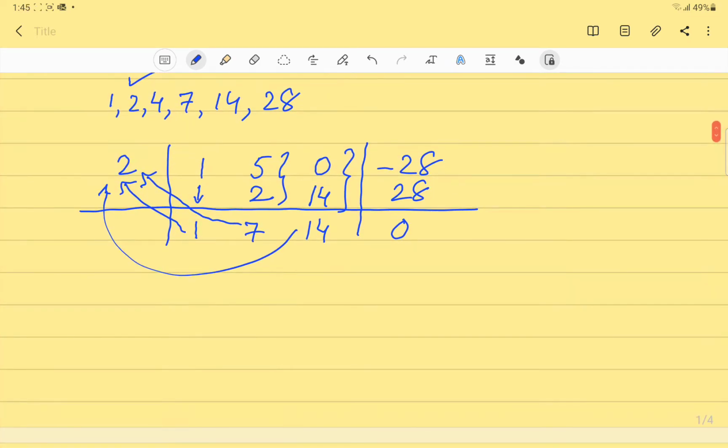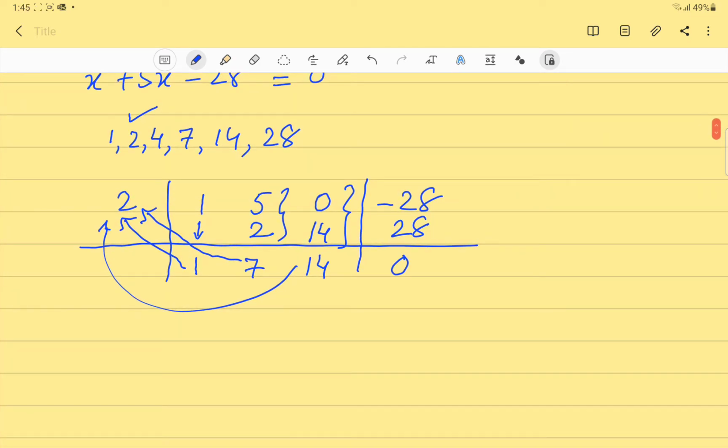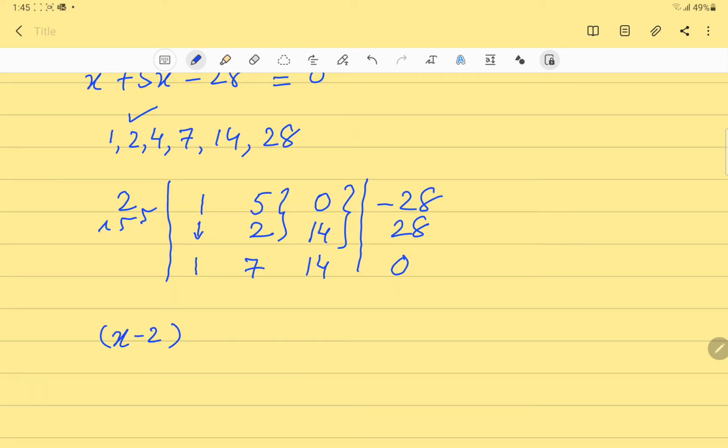So how will we write it? If 2 is a factor, then it will be x minus 2. Now this is actually the x squared term, this is x, and this is, you can say, the x to the power 0 or number term.